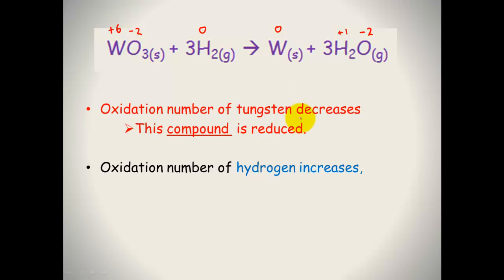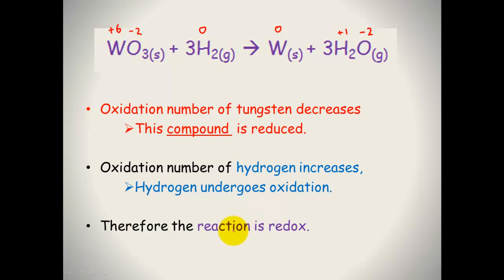The oxidation number of hydrogen increases. Hydrogen goes from being 0 to being plus 1. So it's increased, so hydrogen has therefore undergone oxidation. Increase in oxidation number means oxidation has occurred. The reaction is therefore a redox reaction because both reduction and oxidation have occurred.